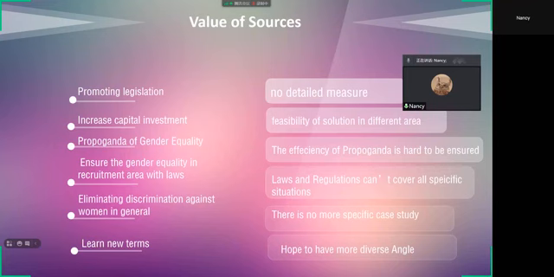On the right side, we also have some limitations of those solutions, such as that they might not have much detailed measures or flexibility of solutions in different areas. The efficiency of the propaganda is hard to ensure. Also, laws and regulations cannot cover all specific situations. Also, we need to think that there is no specific case to study, and in the end, we hope to have a more diverse angle.